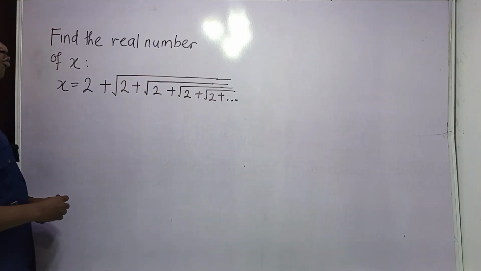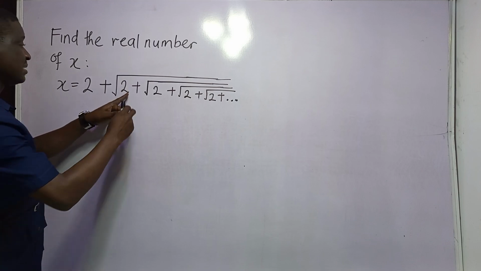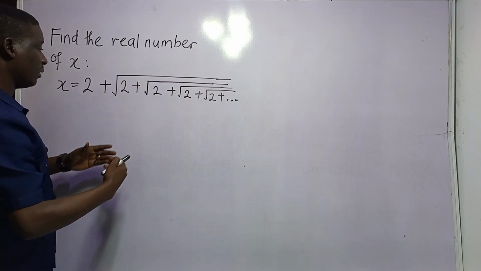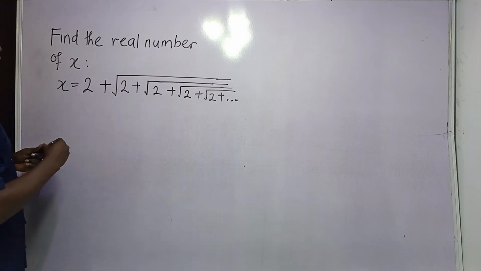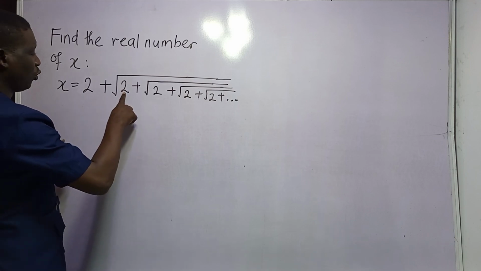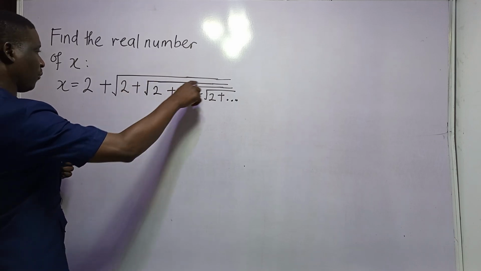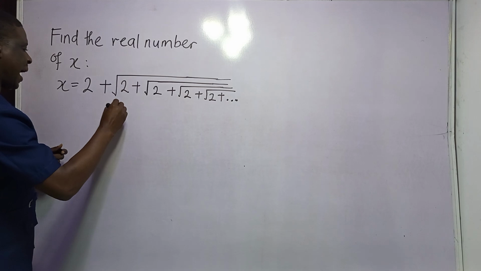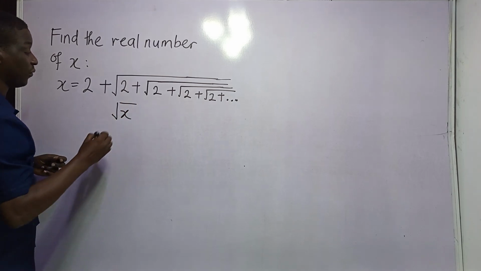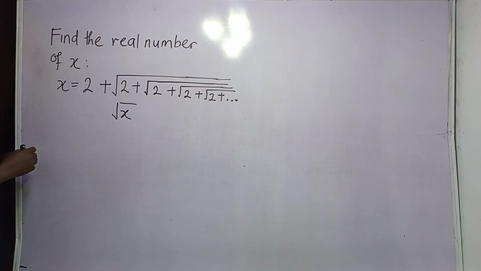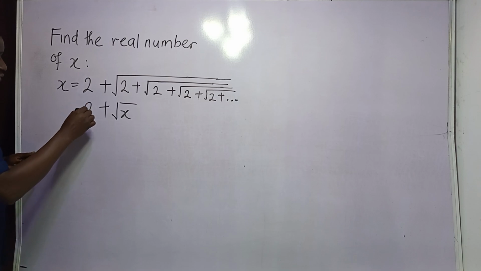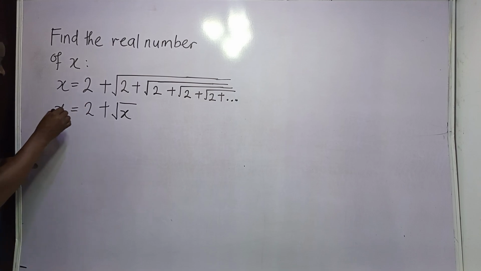Let's make all these parts square root of x, because what we have here is repeated. Whatever we have for square root of 2 plus square root of another 2 plus will be approximately equal to square root of x in real number analysis. So this one now becomes square root of x plus 2 equal to x. So this is what we are going to solve now.